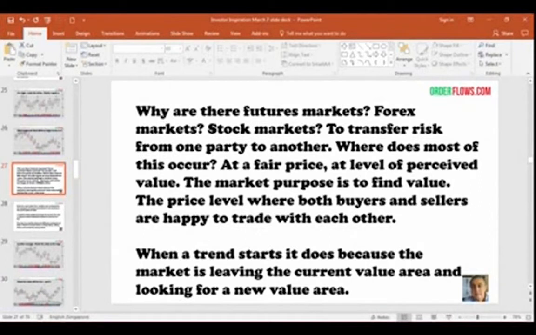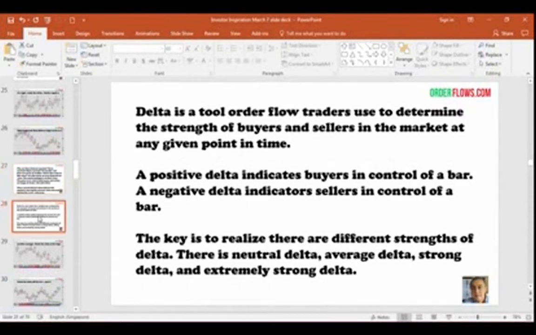So when a trend starts, it's going to do it because the market is leaving a current value area to look for a new value area. Again, the market exists to find a level where people are happy to transact. Once everyone's happy transacting at one level, the market fluctuates. People's ideas of where the market's going to be in the future change, and then the market starts moving, right? That's how trends happen. It goes looking for its next value level where it can trade a lot of volume.